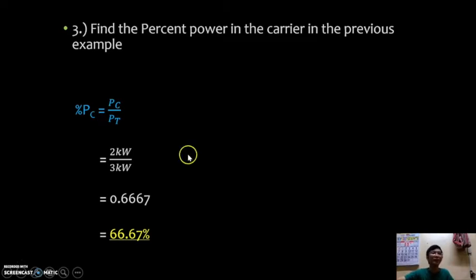Number 3. Find the percent power in the carrier in the previous example. Still, P sub C is 2 kilowatts. So, get the formula. Percent P sub C is equal to P sub C over P sub T. P sub C is the unmodulated carrier power, 2 kilowatts, and P sub T is the total transmitted power, which is 3 kilowatts. So, divided, and we get 66.67%.